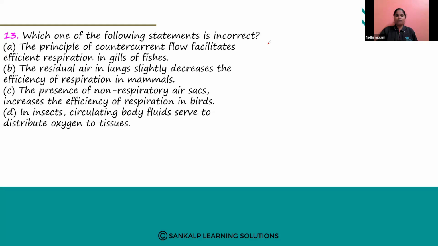Counter current flow facilitates, okay, gills of fishes. Any answer? Okay. Hema Tejaswini answered it. Let us check the answer here. The right answer here is option B. Residual air in lungs slightly decreases efficiency of respiration in mammals.